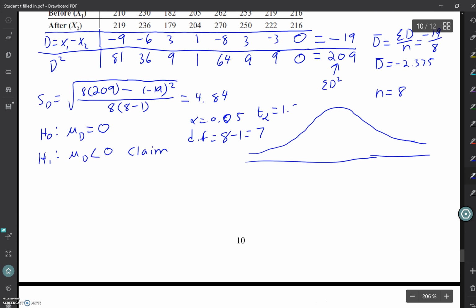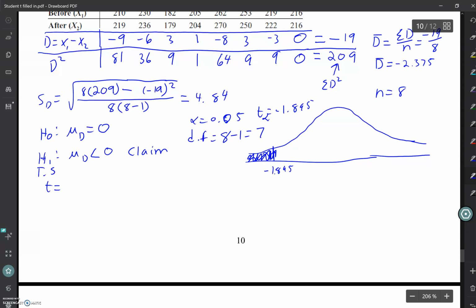So I've got 1.895, and since I'm doing a left-tailed test, that value should actually be negative. So even though your table gives you the positive, it is a symmetric distribution, and we should have negative 1.895 as our cutoff value. So if we land in that tail, we reject. If we don't land in that tail, we have to fail to reject. We have all the pieces to create our t-test statistic. So let's go ahead and use it.